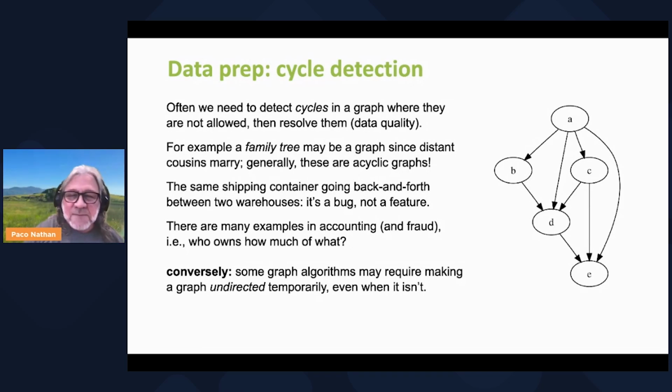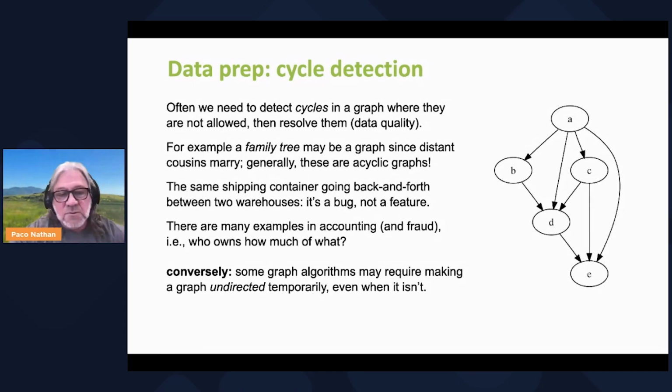And the same thing happens when you're looking at shipping containers and manifest data in industry. You really don't want to see the same shipping container going back and forth between two warehouses, but it happens a whole lot, and it's a cost sink. It's a problem. And certainly in accounting and e-commerce and finance, there's a lot of fraud that goes on because of cycles that really should not be there. So detecting the cycles in your graph at scale, it's a difficult problem.